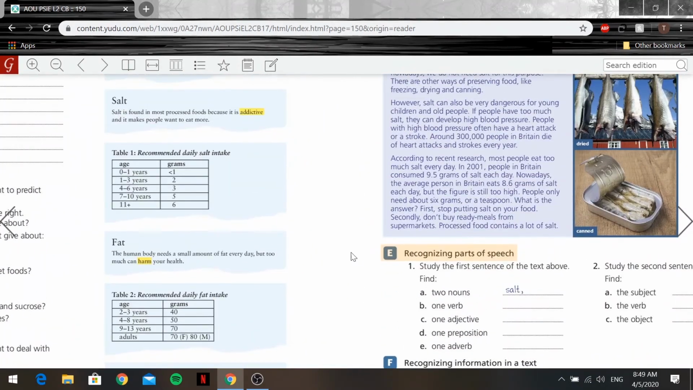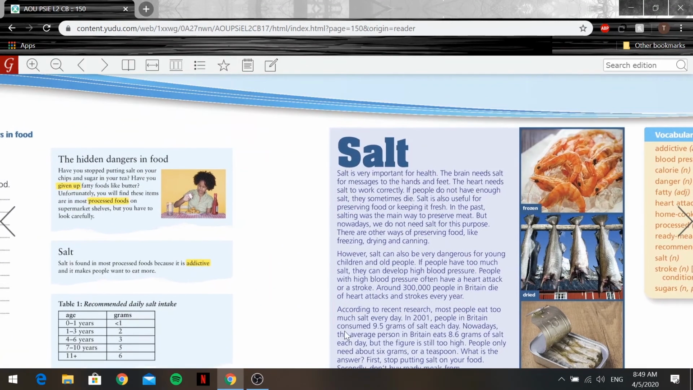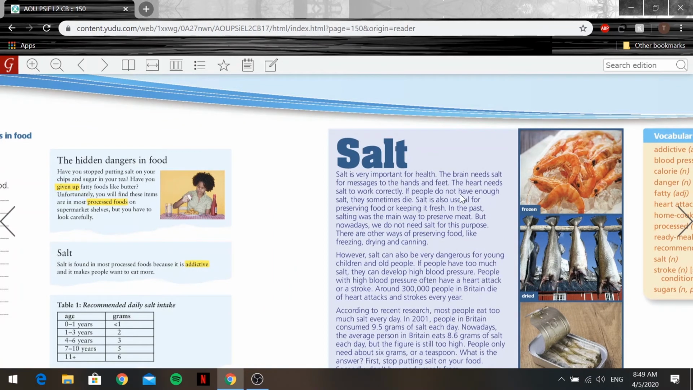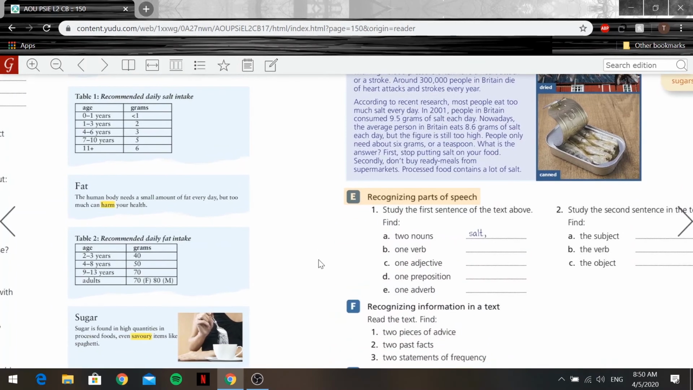Now, what else do we want? We want two past facts, okay. Two past facts, I think I saw it up top here. It was something about salt being the main way to preserve meat. I think we have it right here. Yes, salting. Salting was the main way to preserve meat. That is a past fact. And also, I think one was down here. Yes, there it is. So in 2001, people in Britain consumed 9.5 grams of salt each day. Okay?